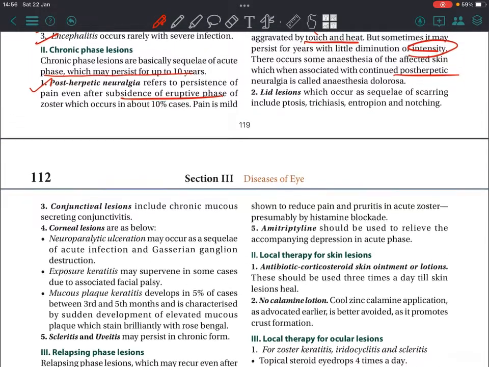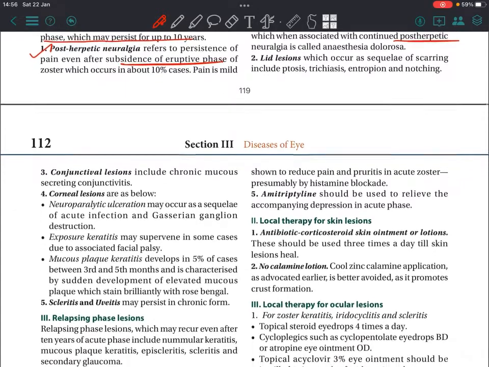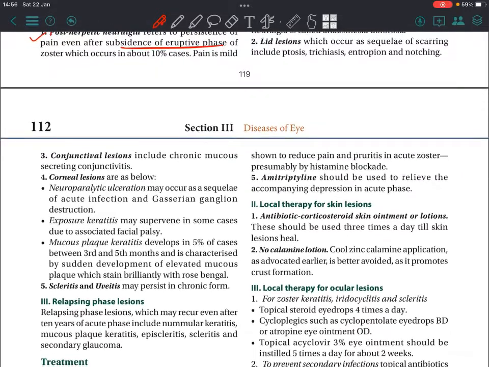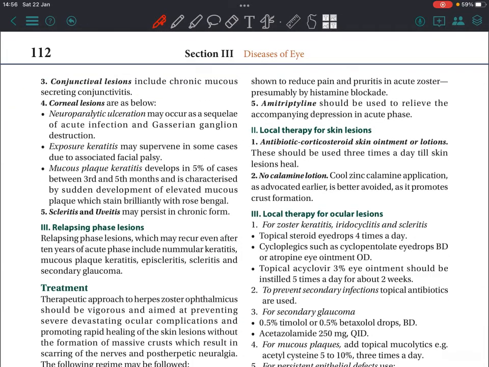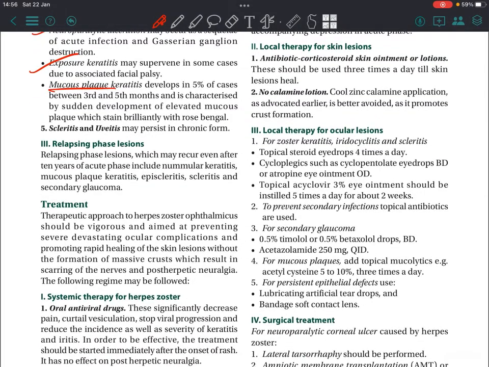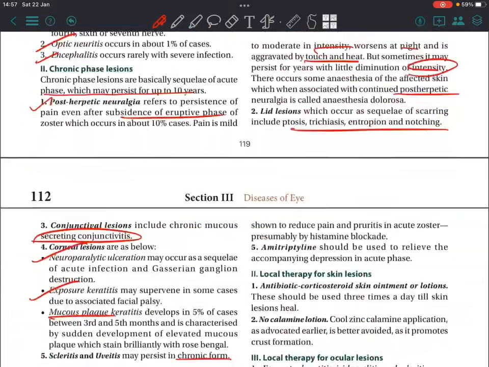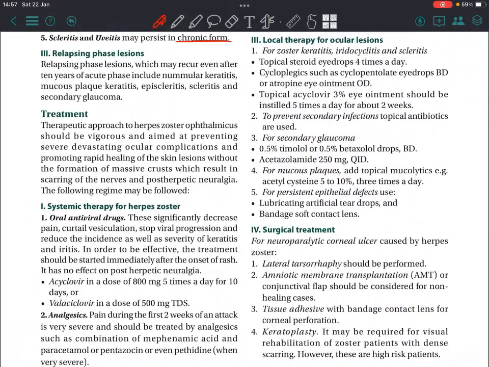Lid lesions, which occur as sequelae of scarring, include ptosis, trichiasis, ectropion, notching, etc. Conjunctival lesions include chronic mucus secreting conjunctivitis. Corneal lesions are neuroparalytic ulceration, exposure keratitis, mucous plaque keratitis, etc. Scleritis and uveitis may persist in chronic form. Relapsing phase lesions, which may recur even after 10 years of the acute phase, include nummular keratitis, mucous plaque keratitis, episcleritis, scleritis, secondary glaucoma.